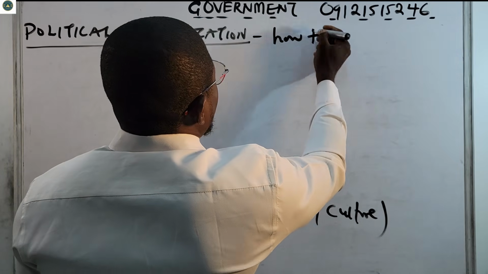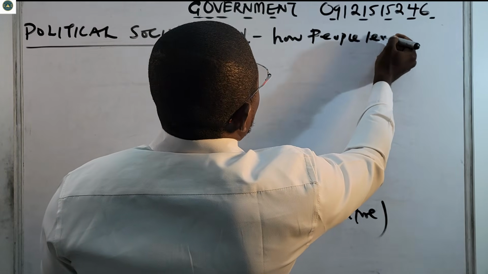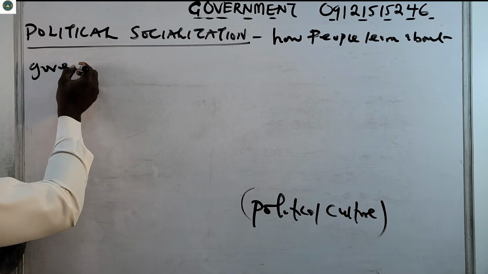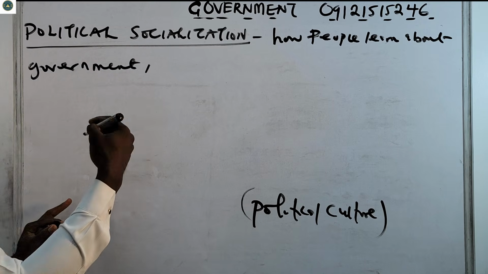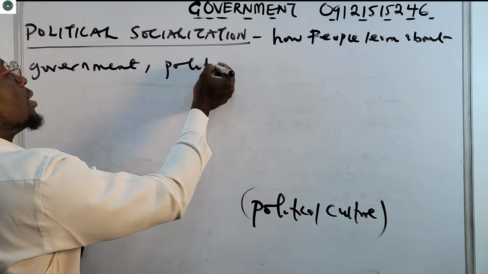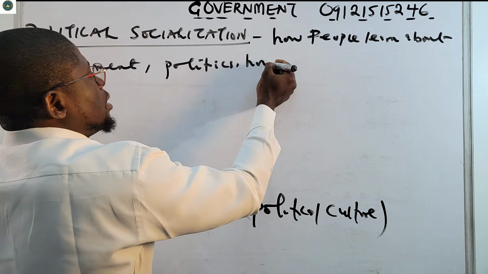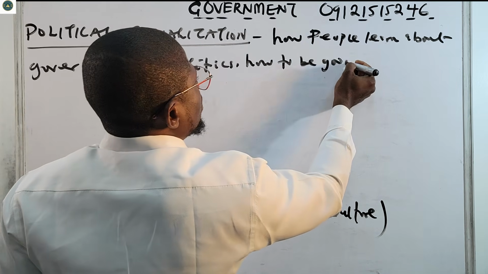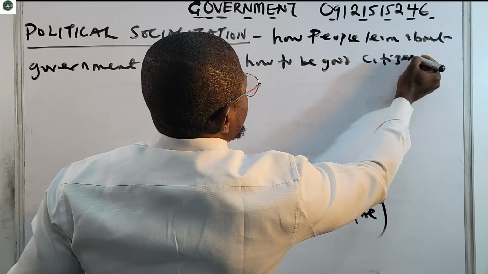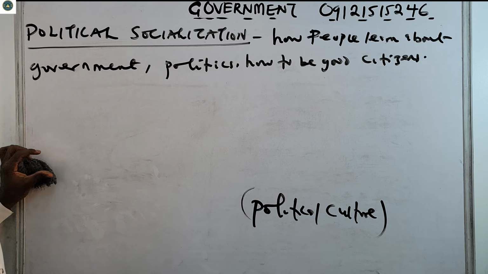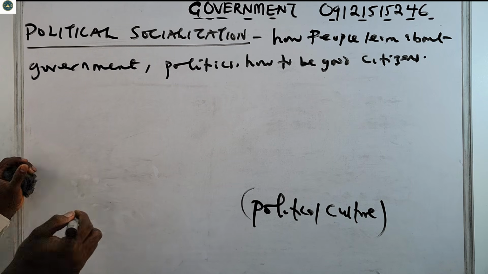how people learn about governments, how people learn about politics, how people learn how to be good citizens. So that is what political socialization is all about. How people learn about the government, how people learn about politics, how people learn to be good citizens of the country. So basically you learn what government does.